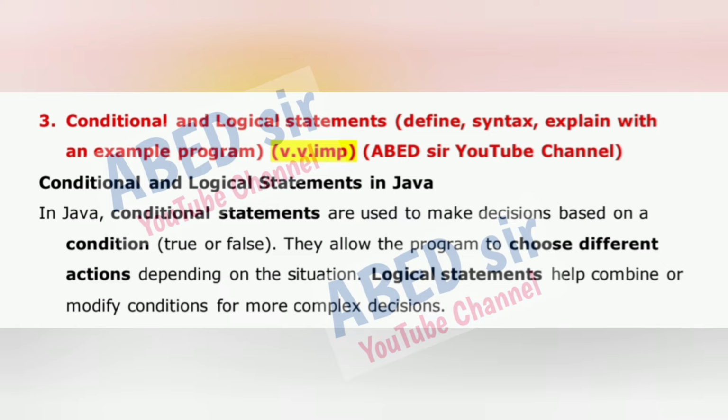Next important long question is 3: conditional and logical statements. Define, syntax, explain with an example program. Conditional and logical statements in Java. In Java, conditional statements are used to make decisions based on a condition, true or false. They allow the program to choose different actions depending on the situation. Logical statements help combine or modify conditions for more complex decisions.